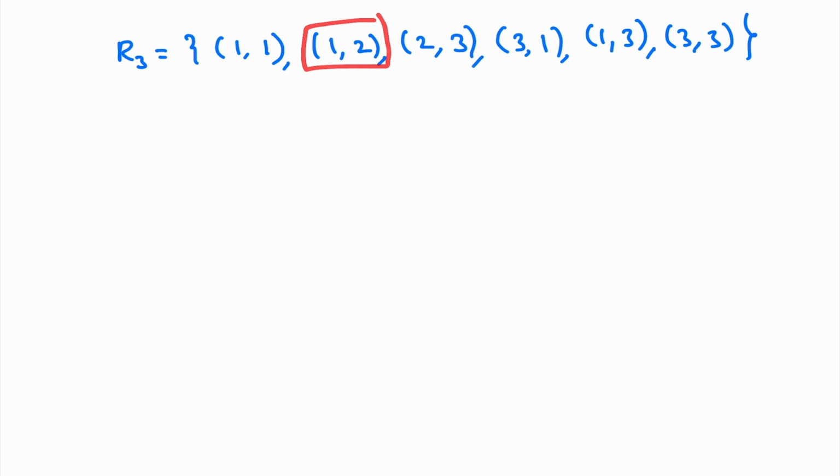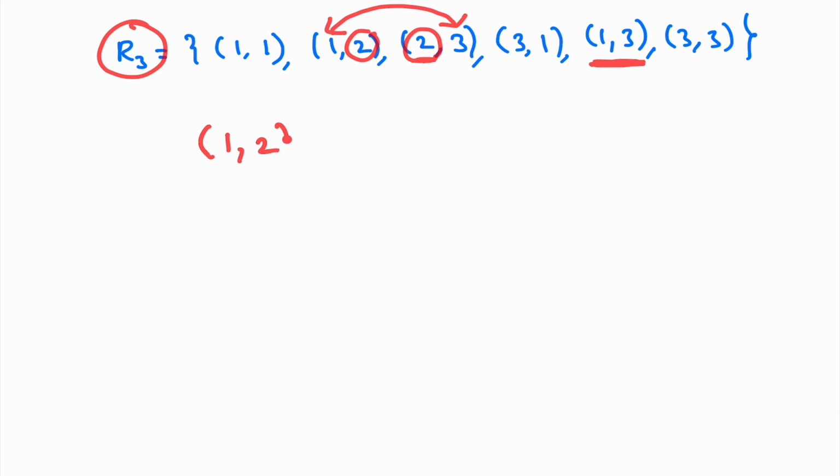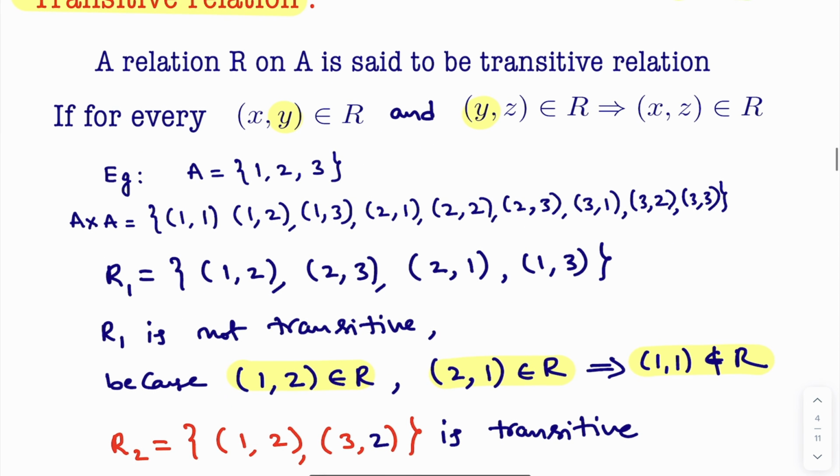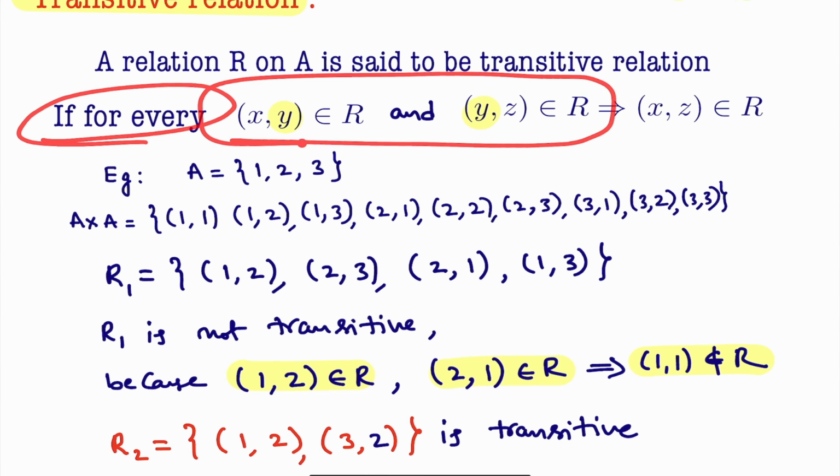Now come to this. This ends with 2. Now you need to look whether any other ordered pair starts with 2. Yes, here this starts with 2. Okay, (1, 2), (2, 3). There exist x, y, z. What is (x, z)? (x, z) is (1, 3). (1, 3) is there in this relation. Yes, here it is. See, you cannot say this relation is transitive because of this example: (1, 2), (2, 3) implies (1, 3) belongs to the relation. That's why this is transitive. If you say like that, it is wrong. You need to check for every such pair of ordered pairs.